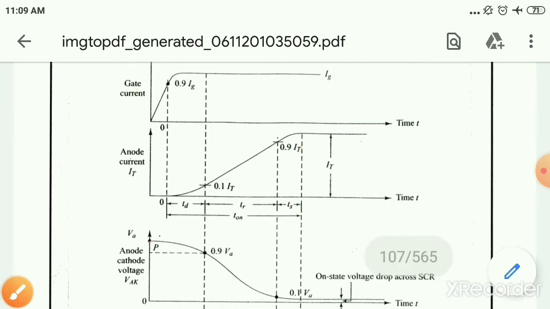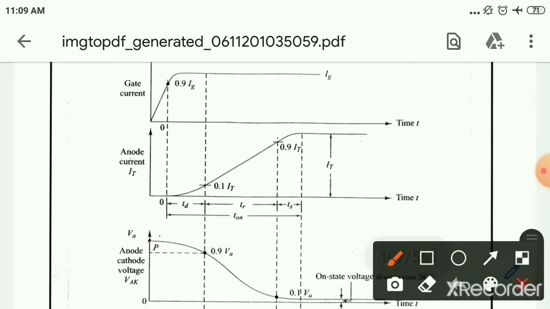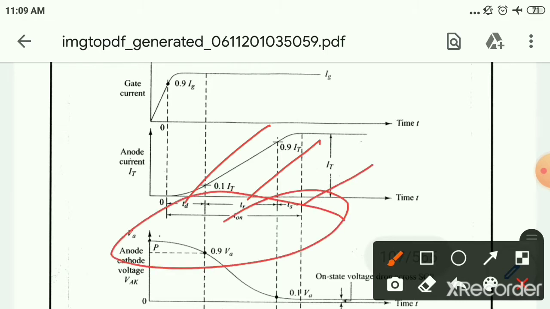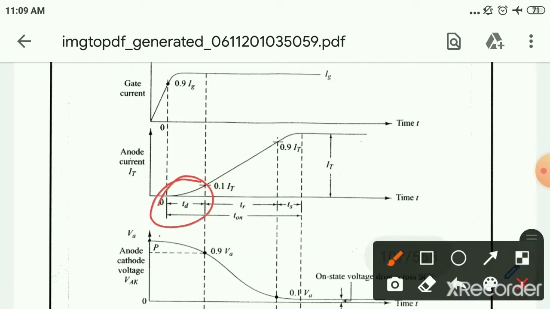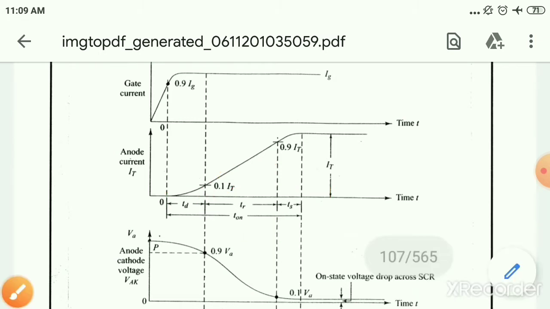So here also we have a delay time, rise time, fall time and on time. How to define what is delay time, what is rise time, and what is the stop time, all those things we will discuss here.